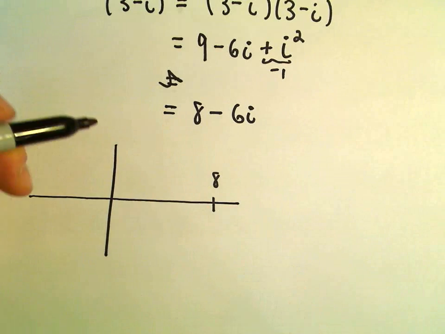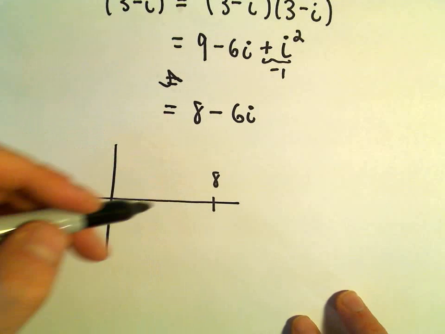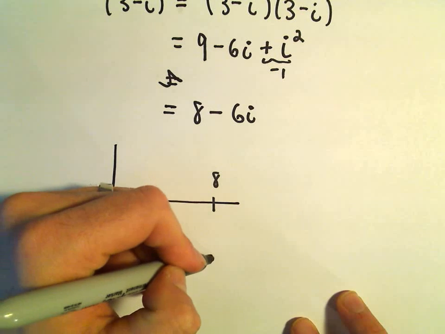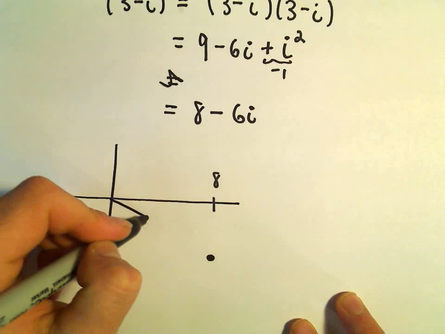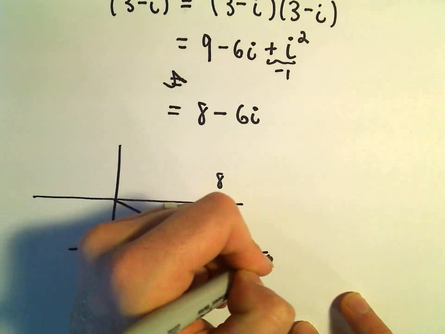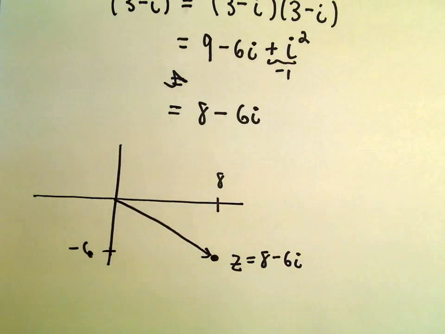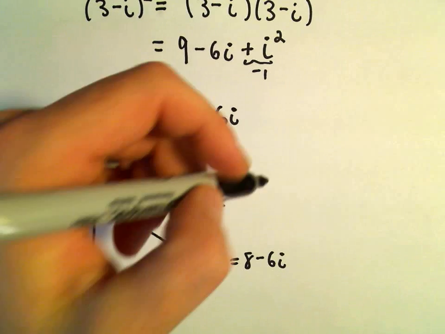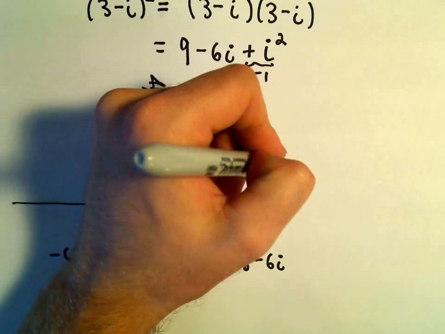So again, you basically go over to the real part. You'd go over 8 units. We would go down 6 units. And so there would be our complex number, 8 minus 6i. So we'll have to do a couple things again. We have to figure out the modulus, which will be our r value.